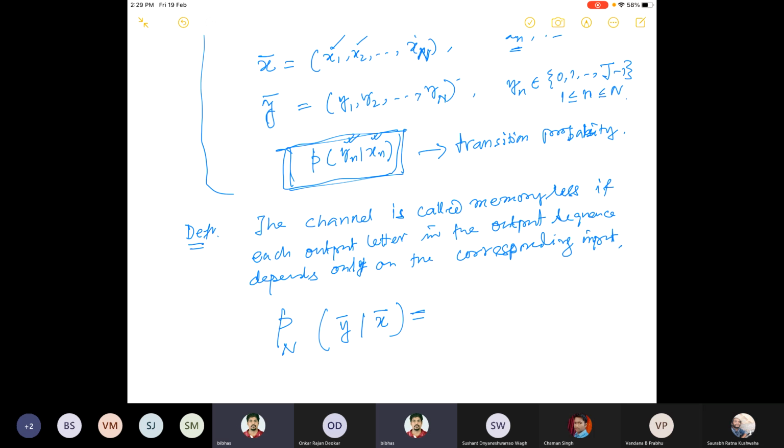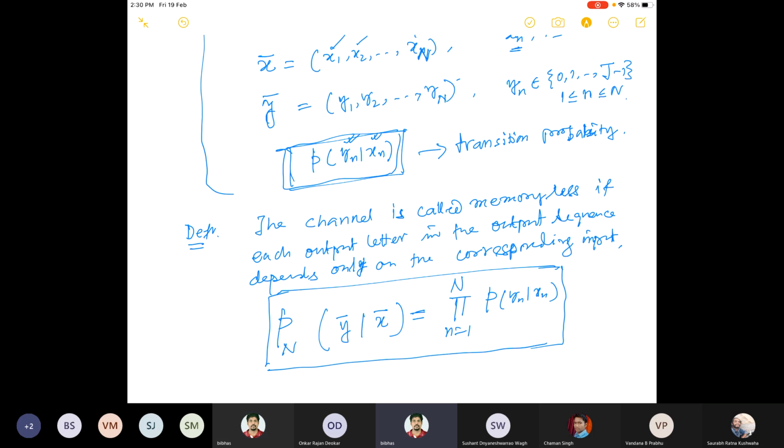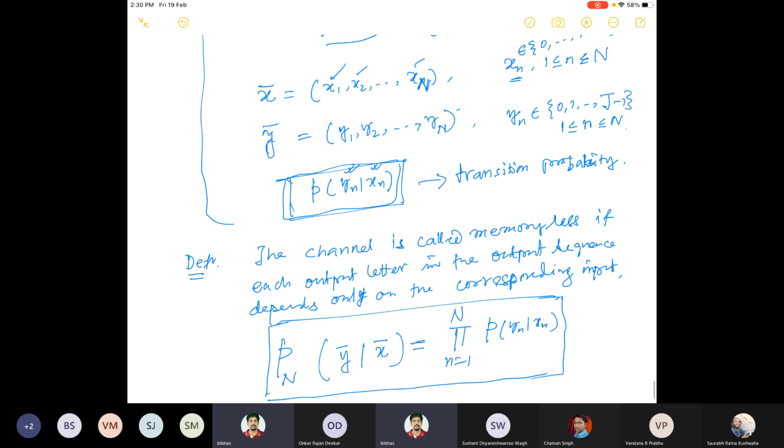Okay, so let me define it. This is nothing but the product of probability of yn given xn, n equal to 1 to capital N. So this is the mathematical criterion for calling this channel memoryless. Even if I send a sequence x1, x2, ..., xn and receive y1, y2, ..., yn, then small yn depends on small xn. Small yn does not depend on the others.